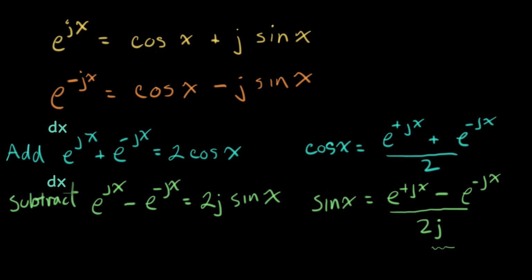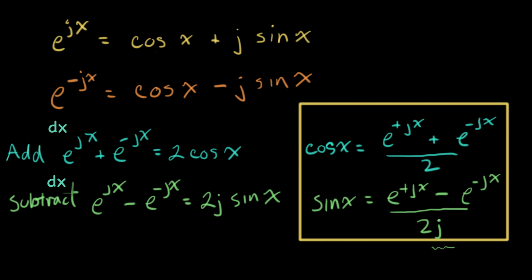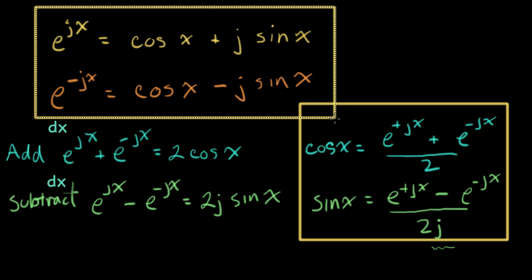So let me put a square around these because that's important. So there's the two expressions. If you have complex exponentials and you want to extract the cosine, this is how you do it. If you want to extract the sine, this is how you do it. You can either put these in your head, or probably easier for me, if you just remember Euler's formula, this is a pretty straightforward, quick derivation. So the other thing we put a square around is this here. So we have Euler's formula and basically the cosine and sine extracted from Euler's formula.